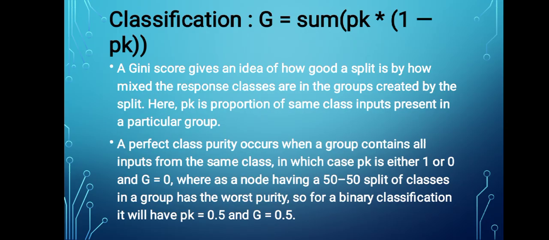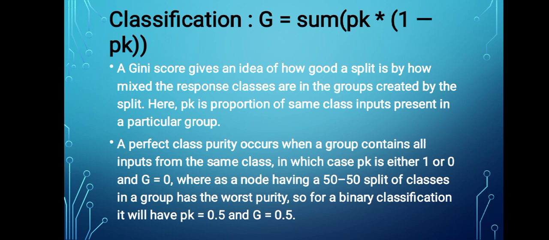Classification: G equals sum of pk times 1 minus pk. A Gini score gives an idea of how good a split is by how mixed the response classes are in the groups created by the split. Here, pk is the proportion of same class inputs present in a particular group.